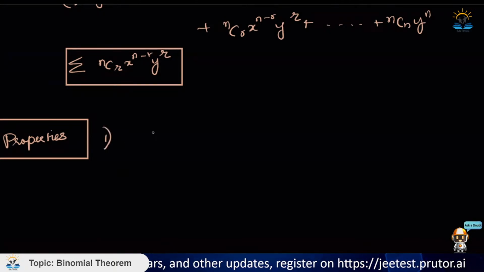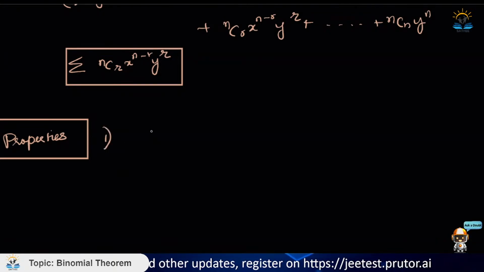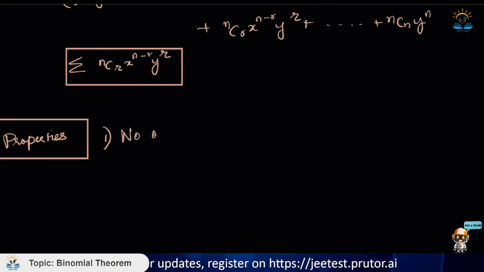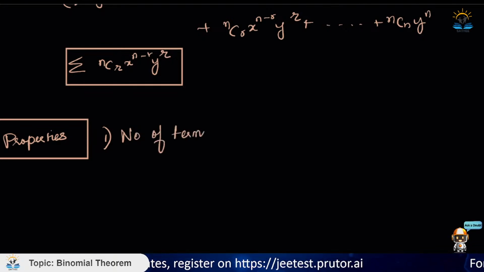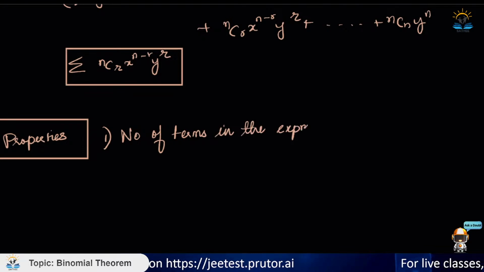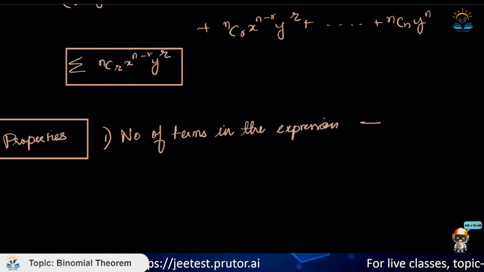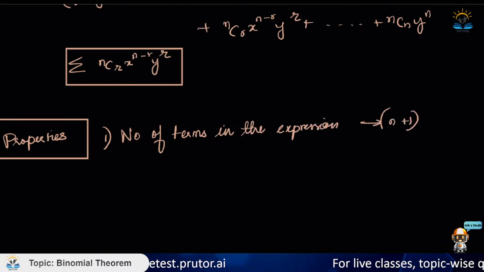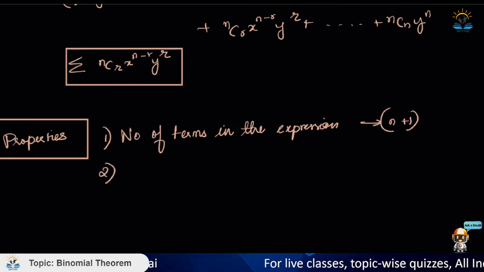So the first one is that the number of terms in the expression. What is the number of terms in the expression? That is n plus 1. That is one more than the index. Okay, so this will be 1 more than the index.